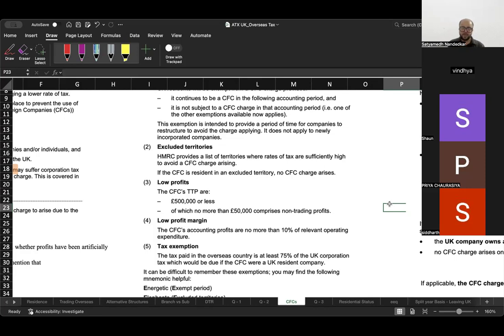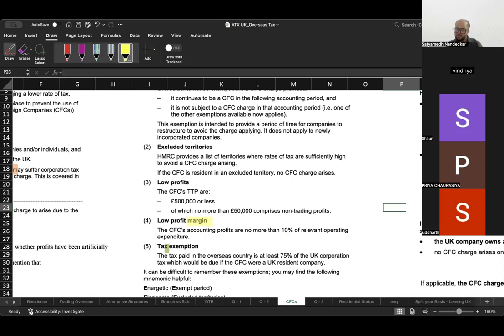What is low profit margin? The CFC's accounting profits are no more than 10% of the relevant operating expenditure. Profits are not more than 10% of operating expenditure. One reason why sometimes people get confused is they look at the word margin and they immediately correlate that with sale. But that is not the intention of the provision. The provision says that if your accounting profits are 10% or less of the relevant operating expenditure, then that comes under the category of low profit margin.